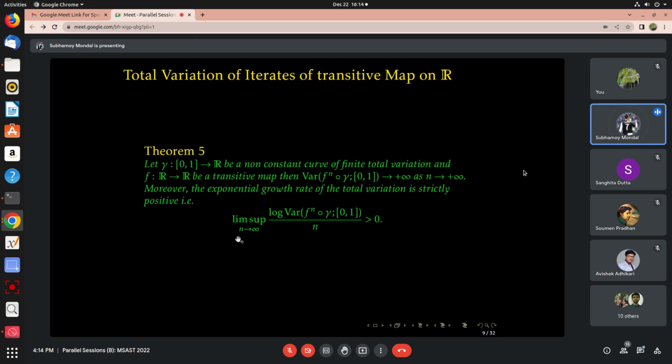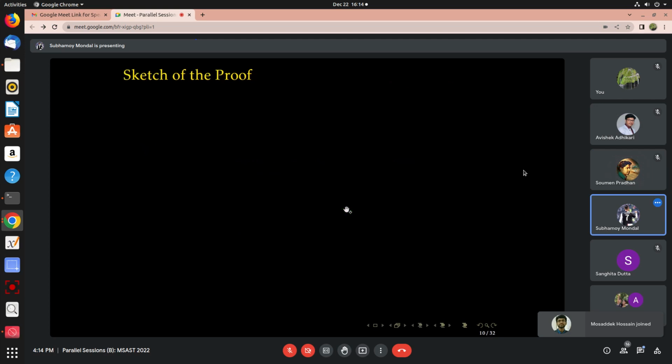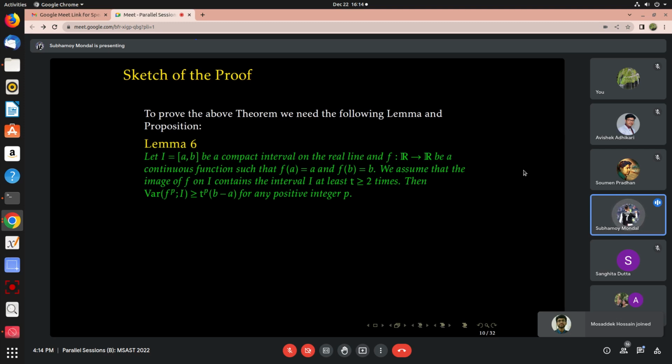Now we state our first result: if we have a non-constant curve gamma in the real line, and a transitive real valued map f, then the variation of f^n composed with gamma tends to infinity, and moreover the exponential growth rate of the variation is strictly positive. Due to lack of time, I will skip the proof of this theorem. To prove it, we just need some lemmas and a proposition.